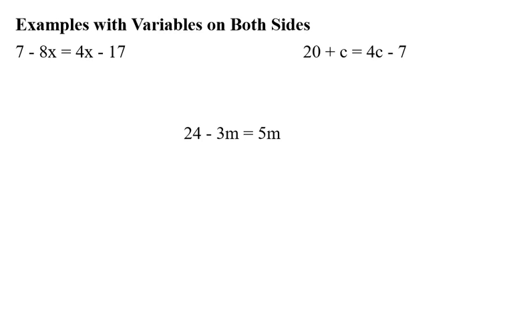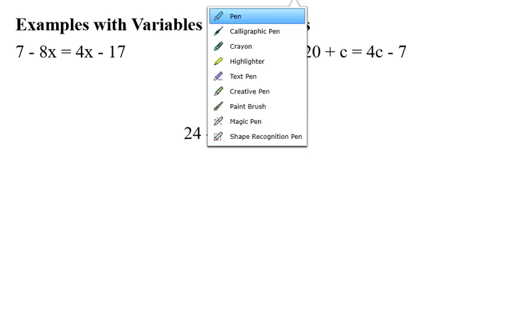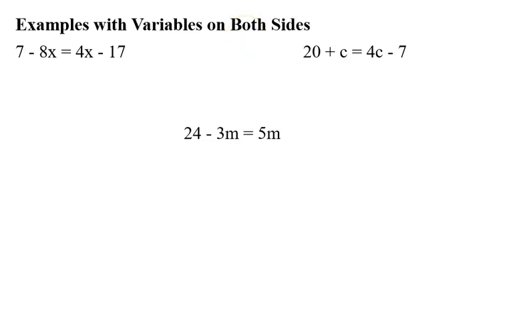So the first one, 7 minus 8x equals 4x minus 17. There we have x's on both the left side of the equal sign and on the right hand side of the equal sign. So we need to get them all to the same side. And it doesn't really matter which side you pick. I am always going to pick the variable that has the smaller coefficient. So I have 4x and I have negative 8x. The negative 8x is the smaller one, so I'm going to move that to the other side of this equation. And to get rid of the minus 8x, we add 8x.